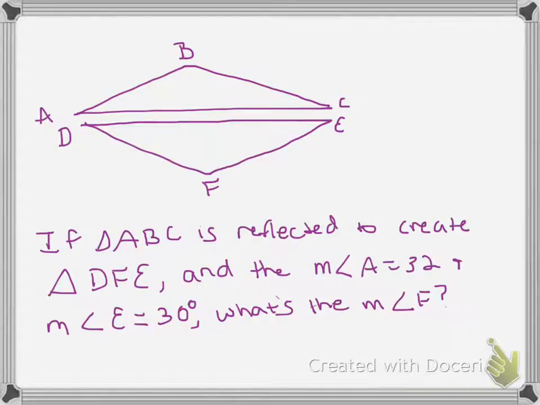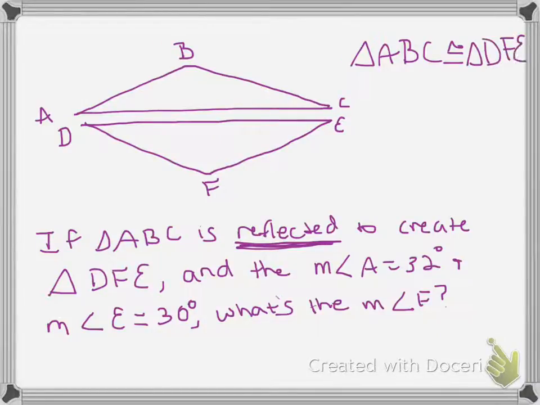Now here's another problem that's a little bit more complicated. If triangle ABC is reflected to create triangle DFE, and the measure of angle A is 32 degrees, and the measure of angle E is 30 degrees, what's the measure of angle F? Reflected is a key word here. We talked about this in the last video. If something is reflected, then we know that they're congruent. So right now, I know that triangle ABC is congruent to triangle DFE, just by that one word, reflected.